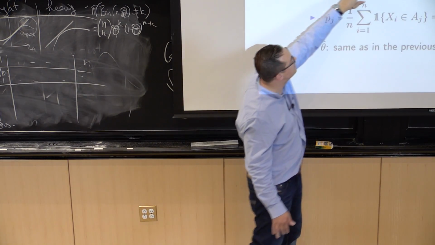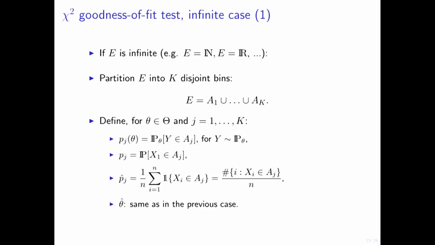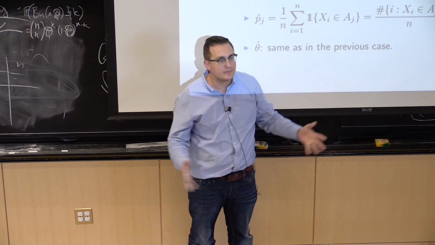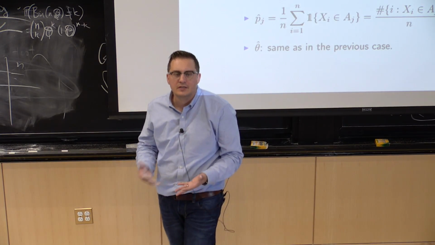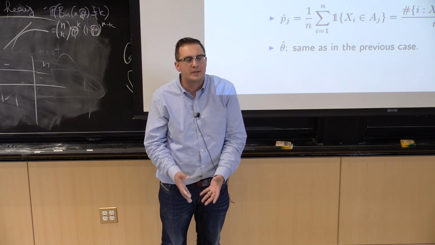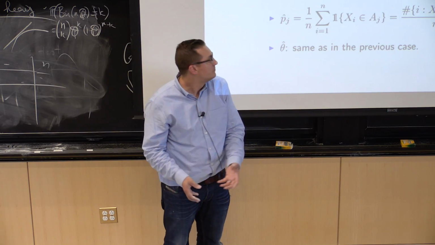So that's Pj of theta under the parametric distribution. For the true one, whether it's parametric or not, I have a Pj. And then I have a P hat j, which is the proportion of observations that falls in this bin. All right, so I have a bunch of observations. I count how many of them fall in this bin. I divide by n, and that tells me what my estimated probability for this bin is.